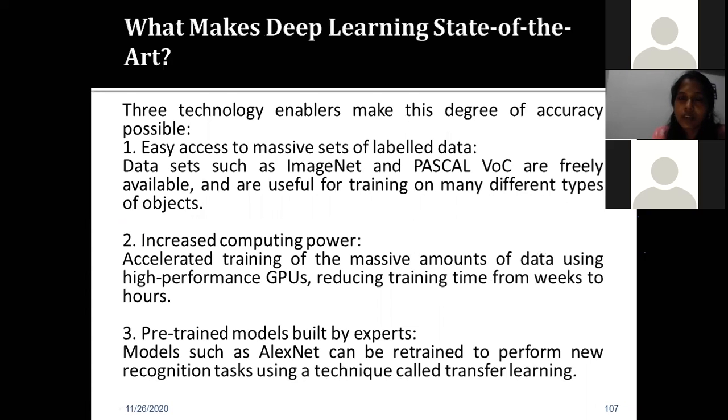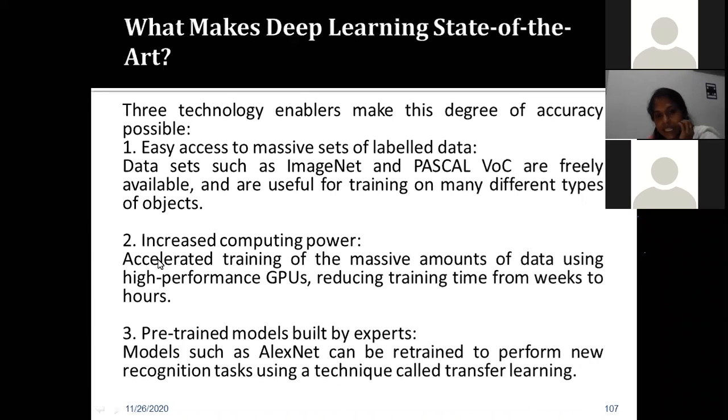What is the importance of deep learning or state of the art of deep learning? First of all, easy access to massive sets of labeled data. ImageNet, Pascal VOC are freely available. And from a computer science background, all the faculty would be very well familiar with the data sets. But as my background is towards medical data, I know some information about medical data sets only. So we do have access to all the data sets. Getting labeled data is very important in research. That's how training would be good.